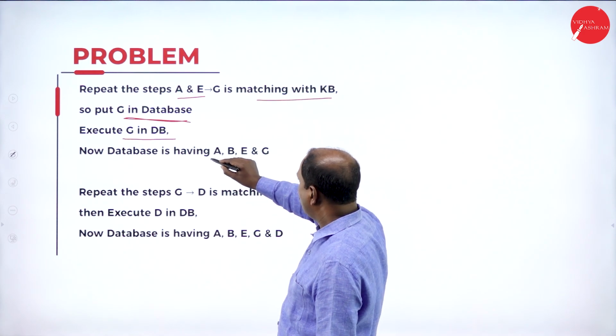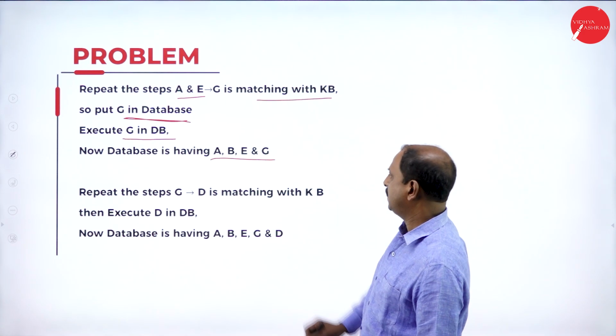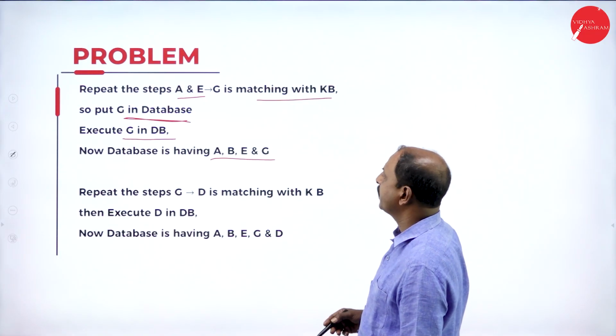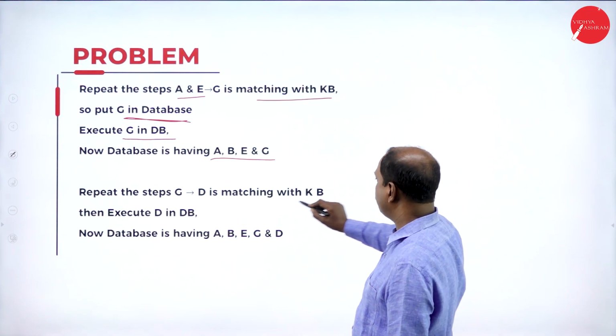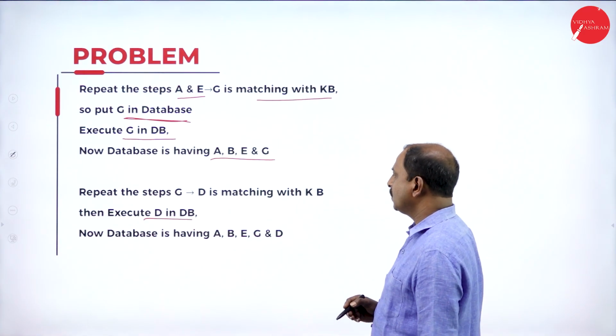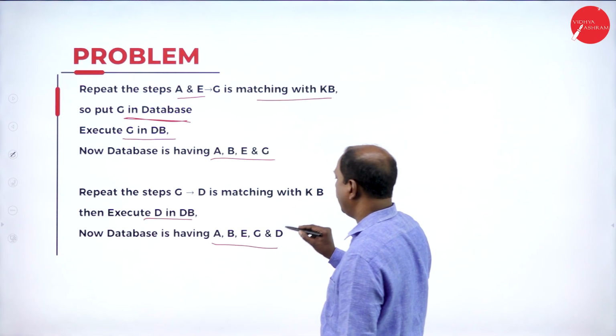So accordingly, variable G will be added to the database. Now there are 4 variables: A, B, E and G. Now repeat the step for G implies D, matching with the KB. So to execute D in the database, we are going to add A, B, E, G and D.